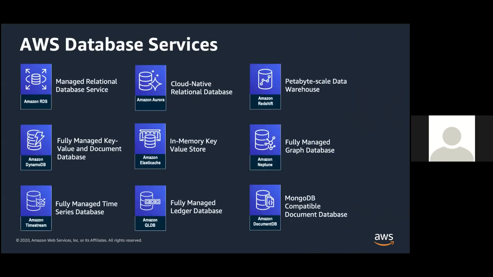So let's go through the summary, right? We have gone through the same slide at the beginning of this session. But let me walk through what we have covered and what we haven't covered. So we talked about Amazon RDS, which was the managed relational database service. Then we talked about what's offered as cloud native by AWS for relational databases. We did look into Amazon Redshift for data warehousing. We also looked into DynamoDB, and Amazon ElastiCache for in-memory key value store. What we haven't talked about is some of the other services such as Neptune, Timestream, Ledger Database, and DocumentDB.